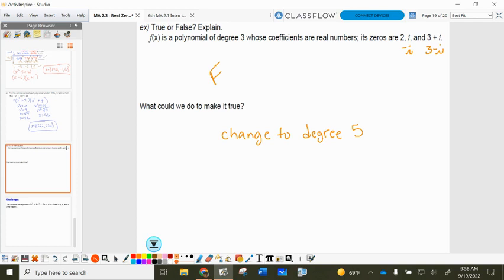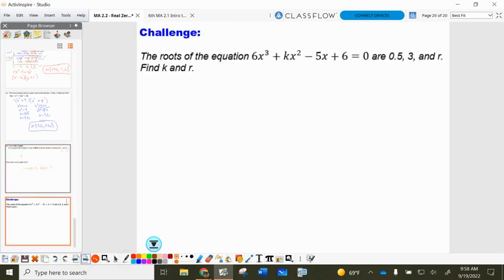Okay, and then we're going to end with a challenge problem. So let's just try a little algebra here. It says the roots of the equation 6x cubed plus kx squared minus 5x plus 6 equals 0 are 0.5 or a half, 3, and r. Find k and r. So we've got 2 unknown variables, and we've got to figure out how we're going to solve for it.